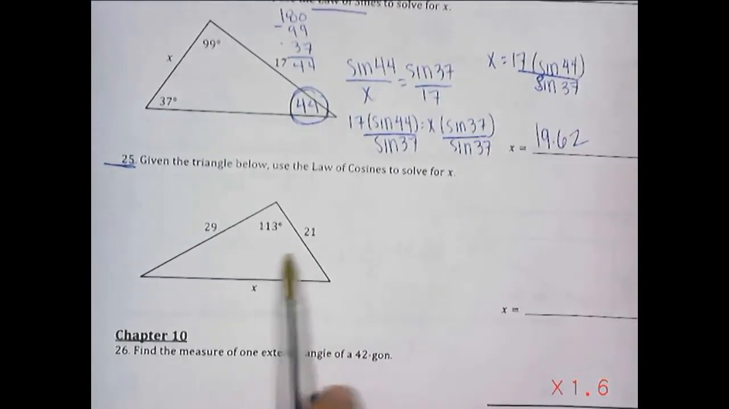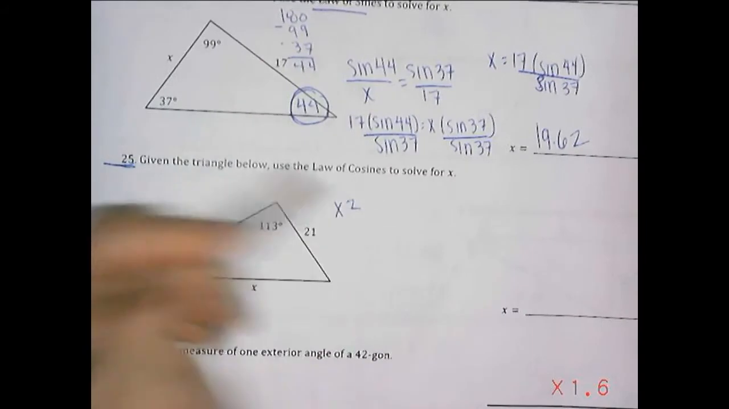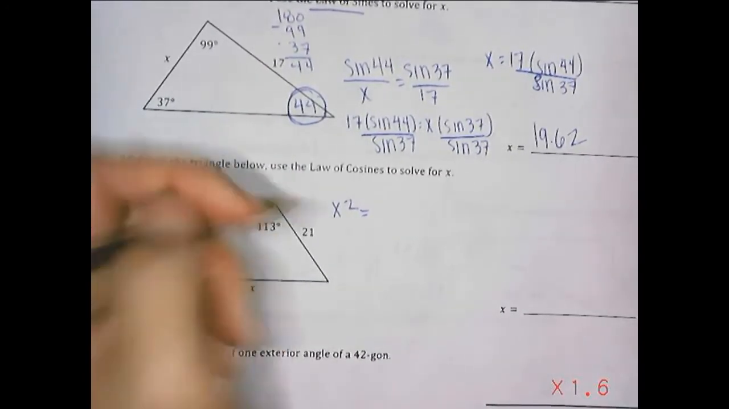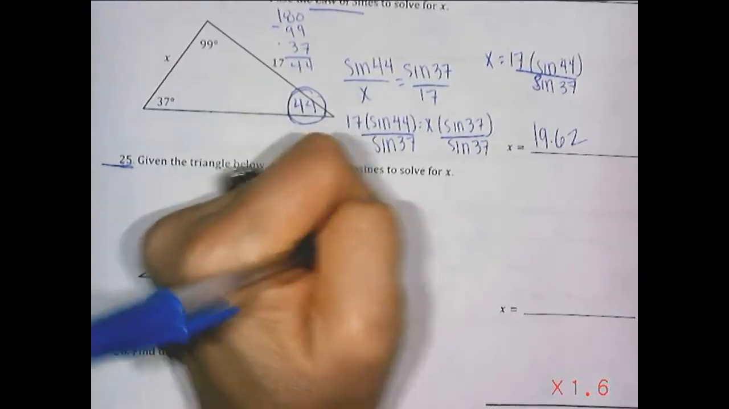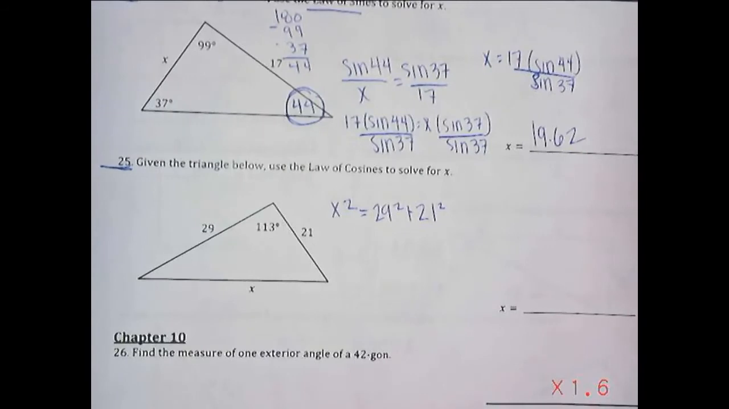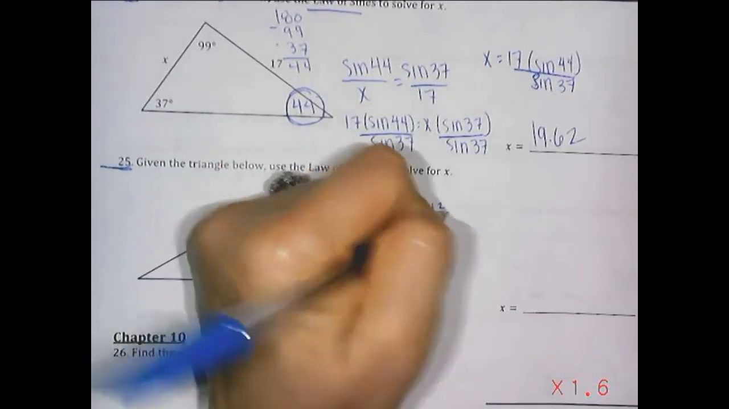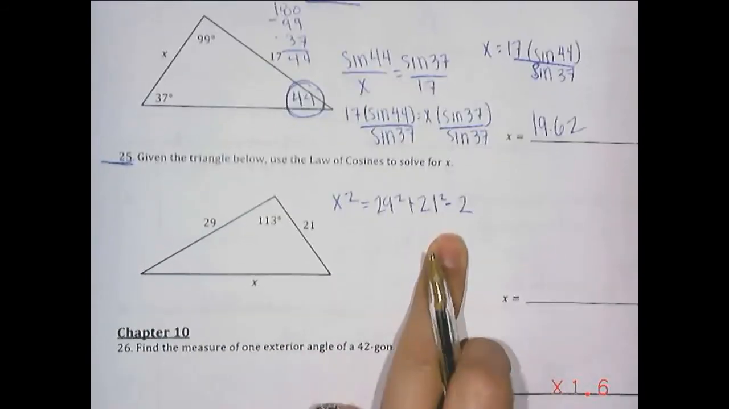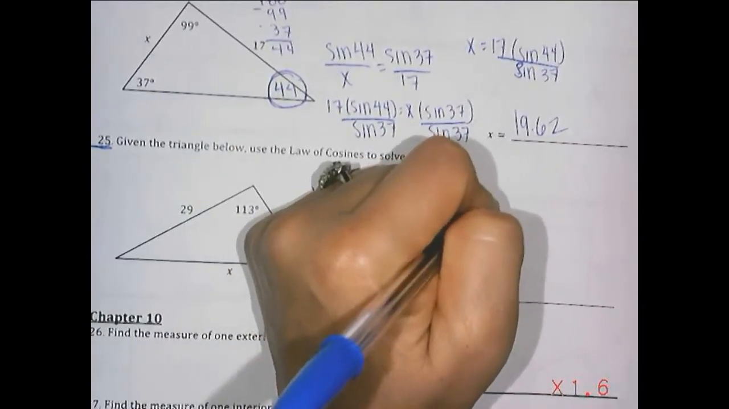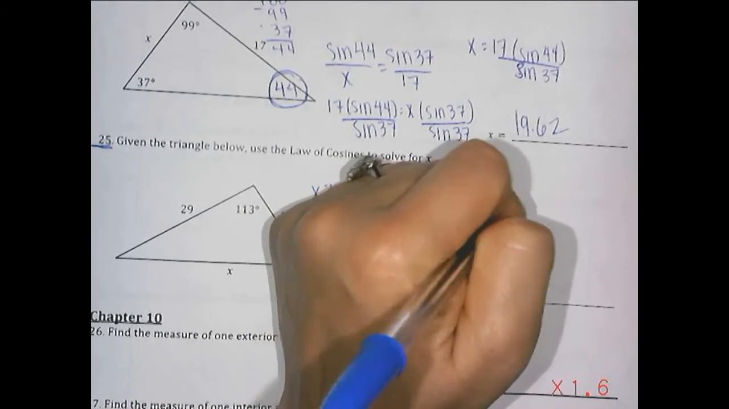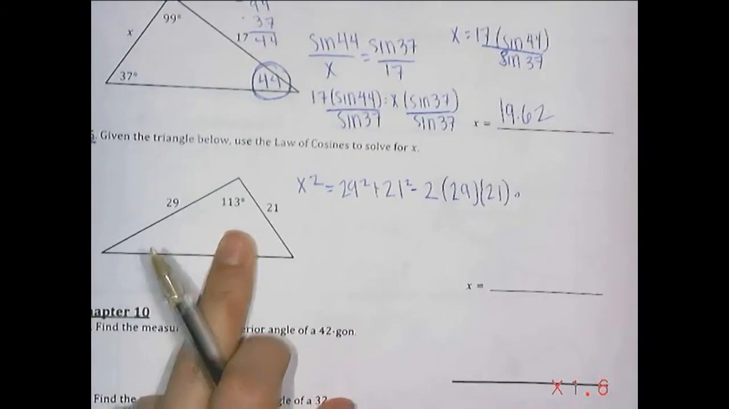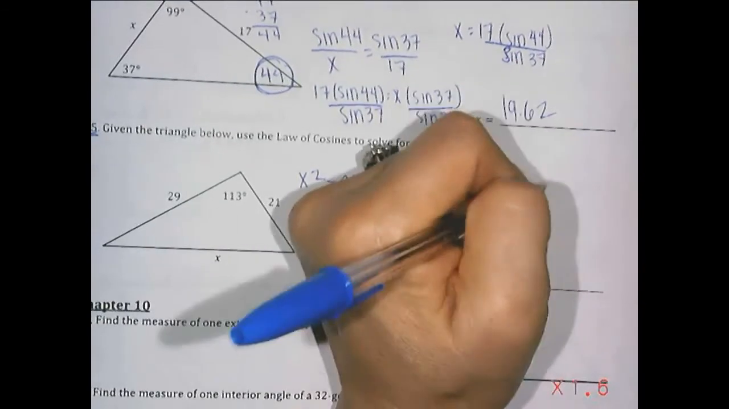Now we're going to do law of cosines. So it's going to be x squared, always that side that you're trying to find, equals the two sides that you know, 29 squared plus 21 squared, minus 2, that 2 is simply part of the equation, times those sides again, times the cosine of that angle across from the side you're trying to find.